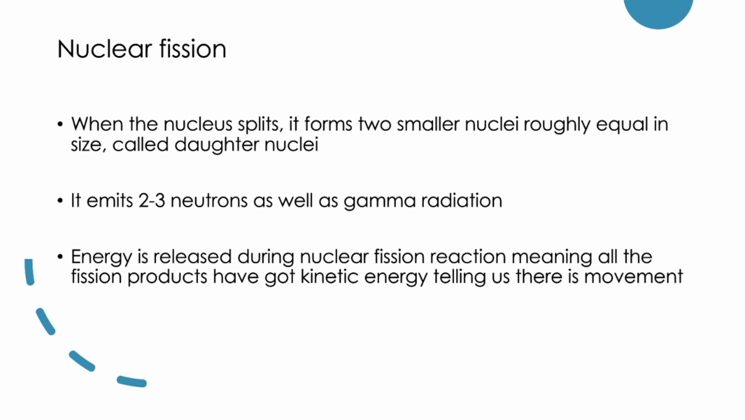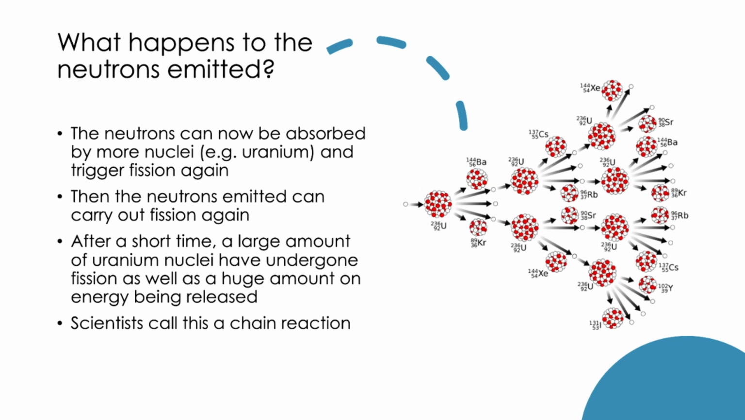Energy is released during a nuclear fission reaction, meaning that all the fission products have got kinetic energy, telling us that there's movement. So what happens to the neutrons that are emitted? The neutrons can now be absorbed by more nuclei, for example uranium-235, and this can trigger fission again. So after a short time, a large amount of uranium nuclei have undergone fission as well as a huge amount of energy being released. Scientists call this a chain reaction.